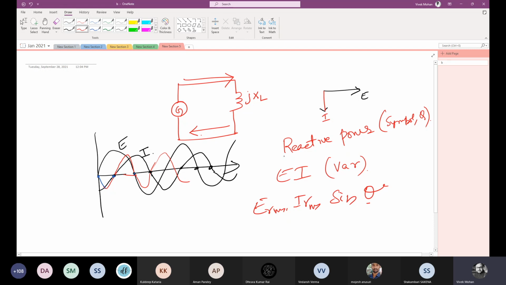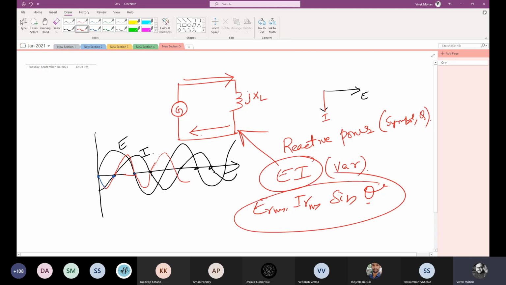See, this is EI in this case only because theta is 90 degrees. That is why here the pulsating power, which is equivalent to the reactive power, is found by EI. But in general, for a load which is an impedance which has both X and R, if you want to find the VAR using a var meter, then you should calculate ERMS into IRMS into sine theta. So this is the concept of active and reactive power.